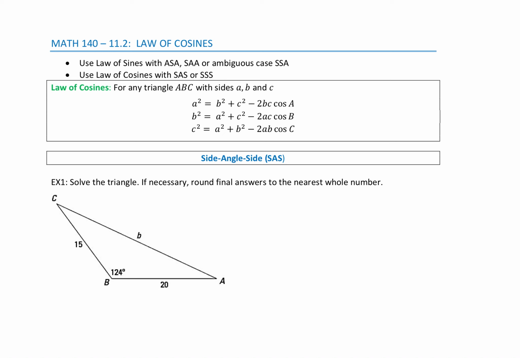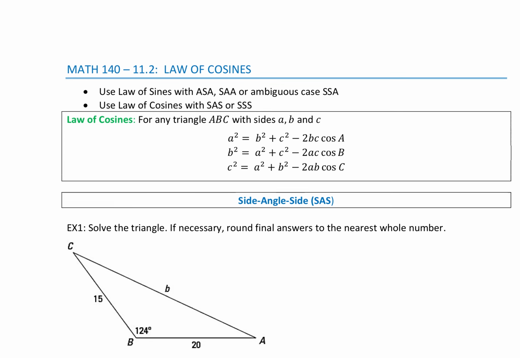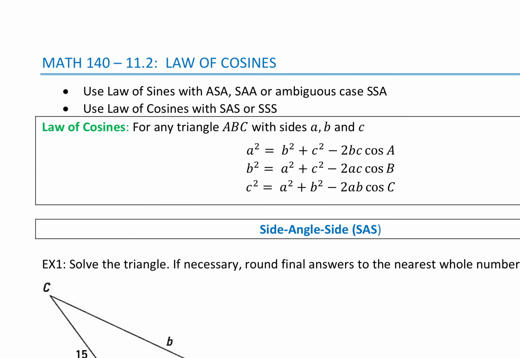In 11.2, we are going to look at using the law of cosines. It just adds a little refresher and a reminder. When we were using the law of sines, basically we were using it for the case where you have an angle, a side, an angle, or a side, angle, angle. If you have two angles, basically, law of sines is really good.